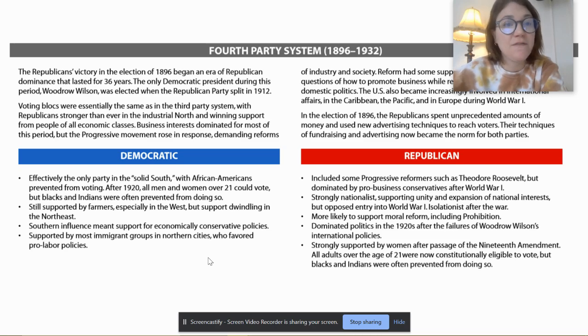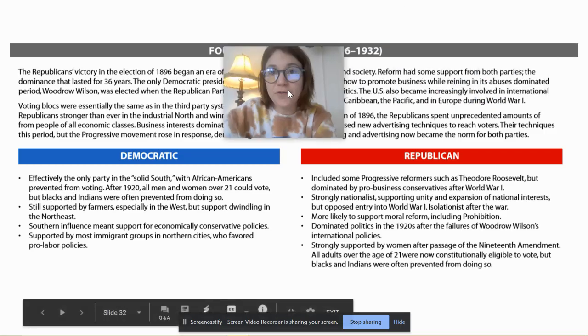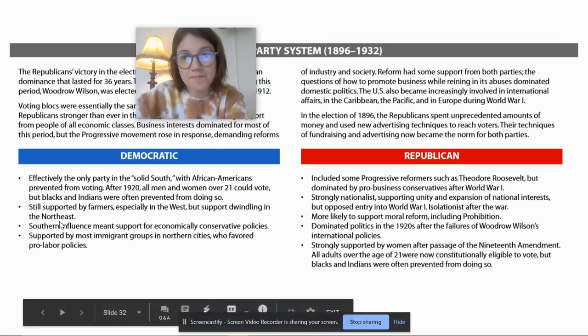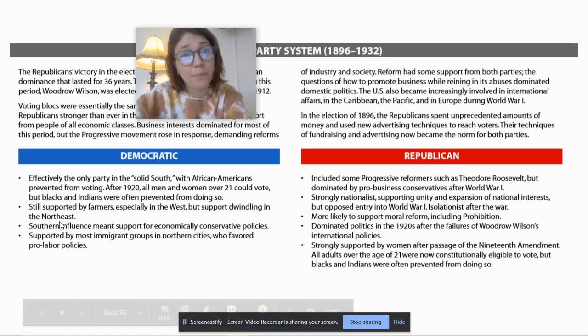Business interests dominated for most of the period, but the progressive movement rose in response, demanding reforms of industry and society. Reform had some support from both parties.